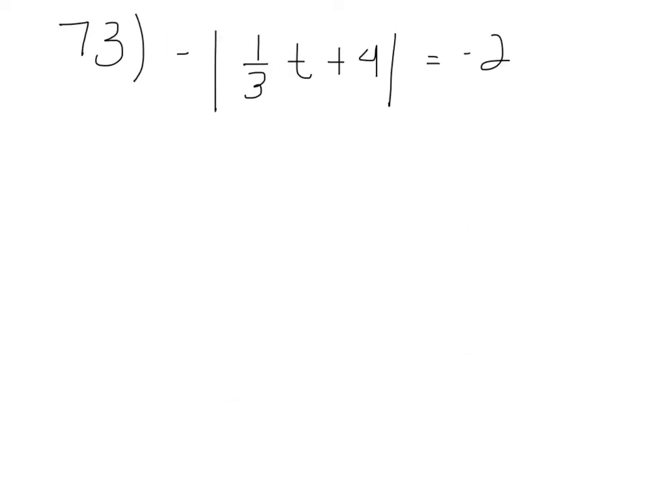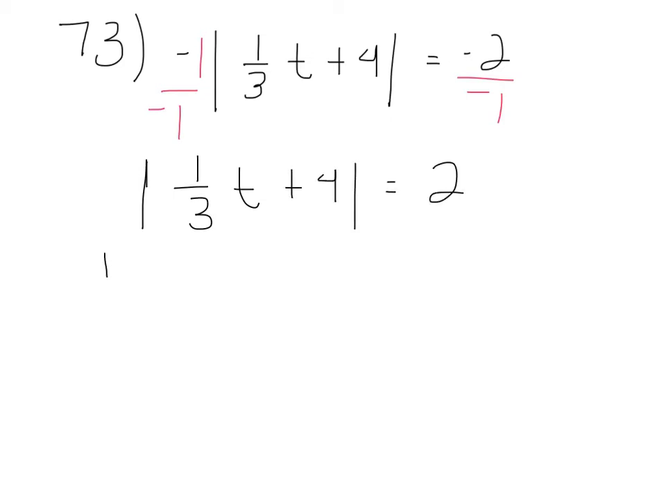Okay, then for 73, you still have to isolate your absolute value first, and if you can see there's a negative on the outside, which is the same as the negative 1, so I first divide by it, and once I do that, then I can break it up into my two separate equations. So I'll have absolute value, 1/3 t plus 4 is now equal to positive 2. Then from there I have 1/3 t plus 4 is equal to positive 2, and then so I can skip the dividing by the negative step. And then I have 1/3 t plus 4 is equal to negative 2.